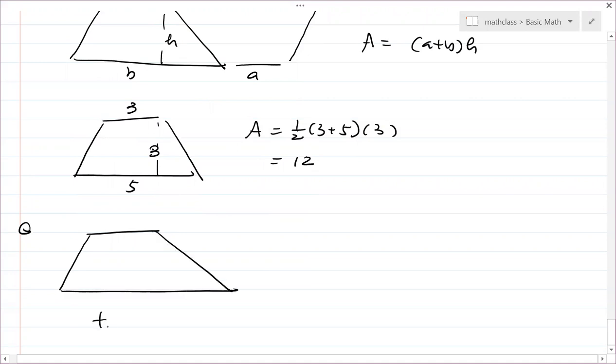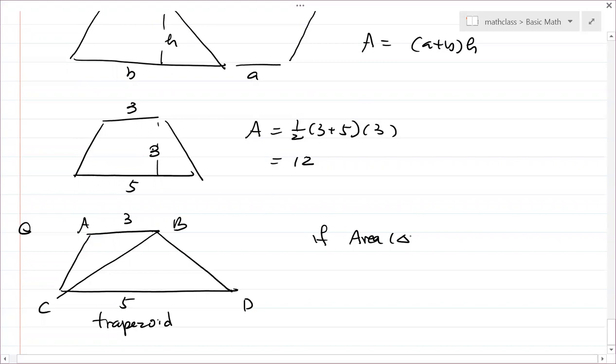So this is a trapezoid, first of all. And here's 3, here's a 5. I draw the triangle. I know the area of this side. This is A and the B and the C and the D. So I know the area of this triangle ABC is going to be 6 square units.